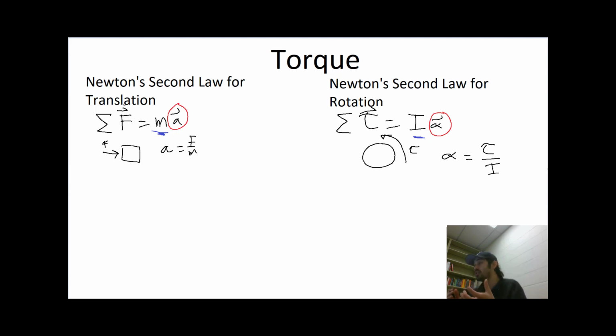So again, we see that alpha is inversely proportional to the moment of inertia. What this tells us is that the moment of inertia is a measure of how difficult something is to rotate. If something has a small moment of inertia, it's easy to rotate, and if something has a large moment of inertia, it's harder to rotate.